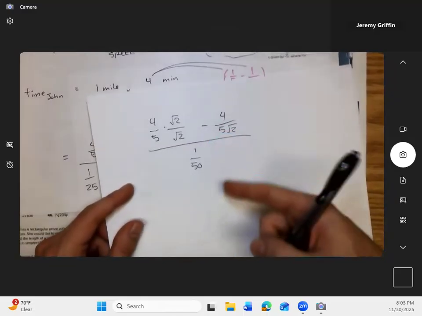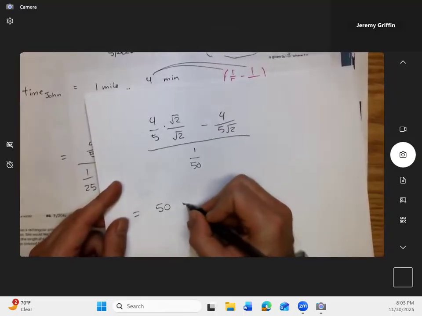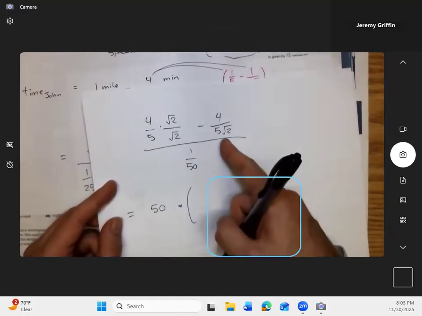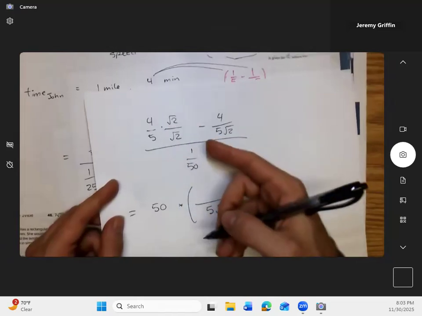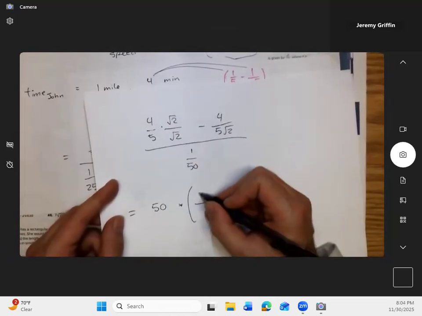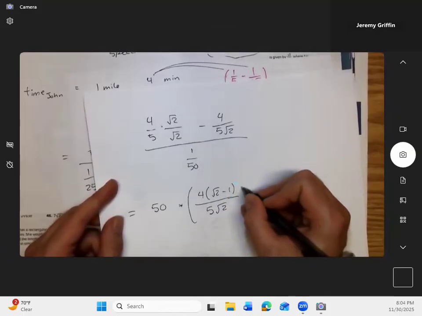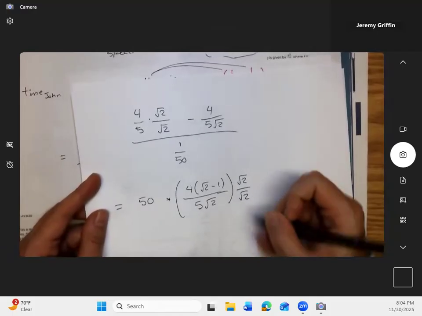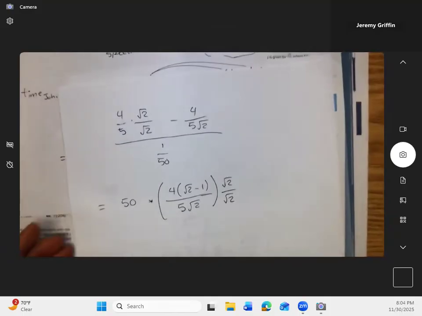All right, so if you divide by 1/50, that's the same thing as multiplying by 50. Okay, so 50 times, okay, then all this stuff right here. Now I do have a common denominator, which is 5√2. And then top, I got 4√2 minus 4, or if you like, 4 times √2 minus 1, it's the same thing to go like that, right? Now, okay, now here's what I do. You multiply top and bottom by √2, so I can get rid of this √2 down here, just make that 2.